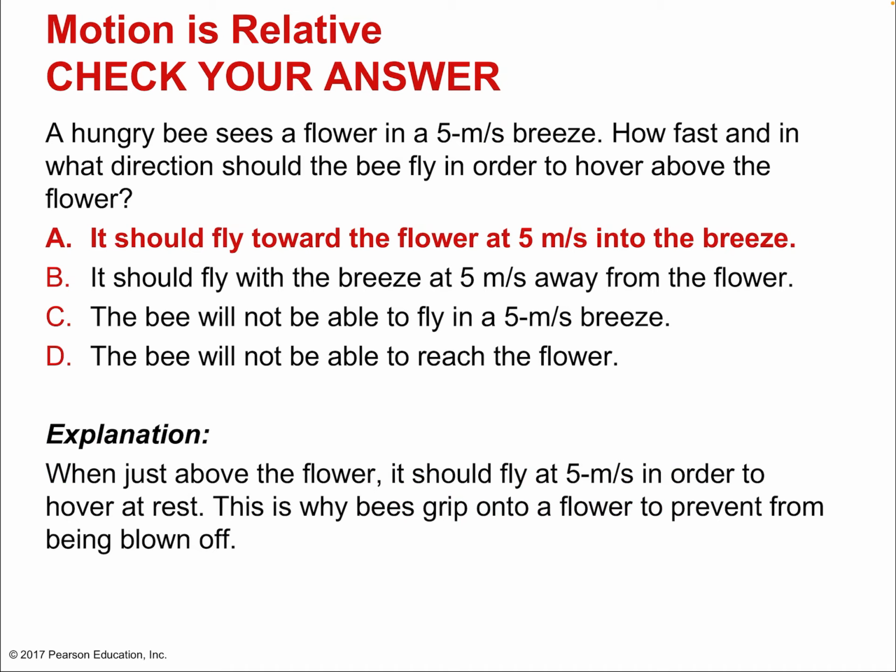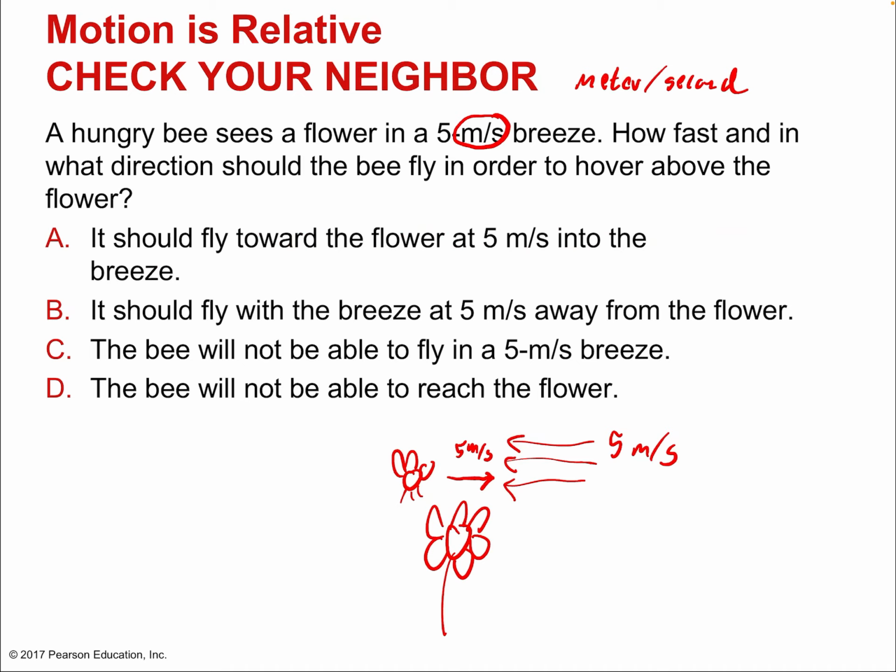But if you'll forgive me, the idea here is important. The bee is moving 5 meters per second relative to the breeze, thus staying at 0 meters per second relative to the ground.